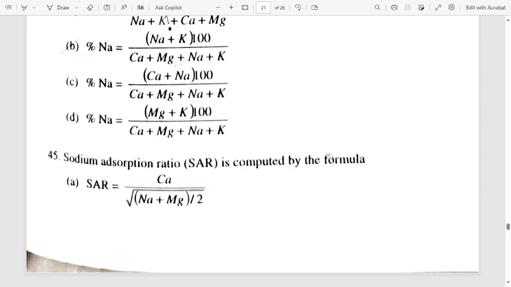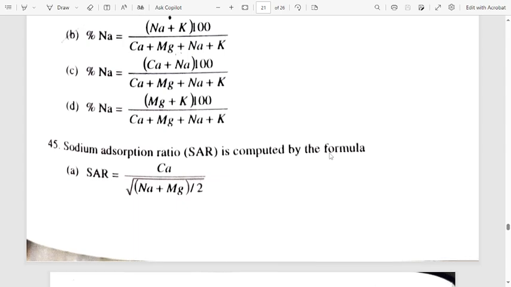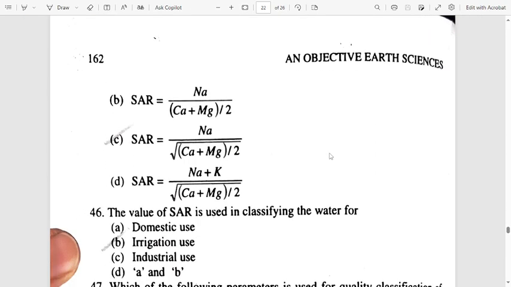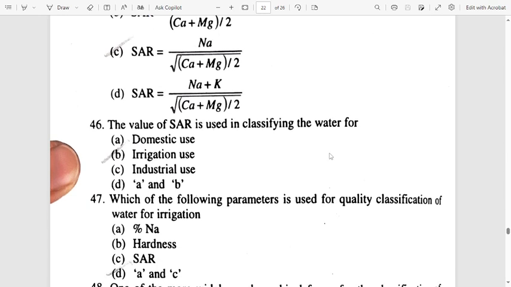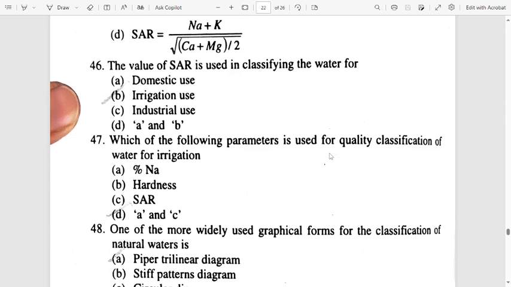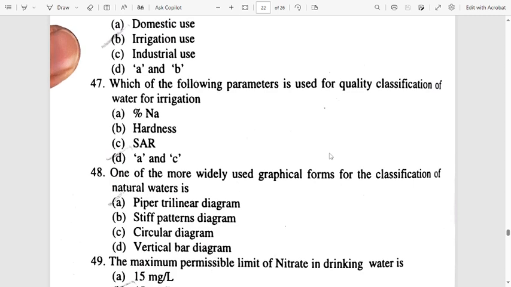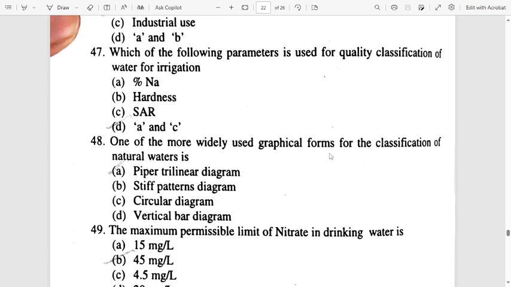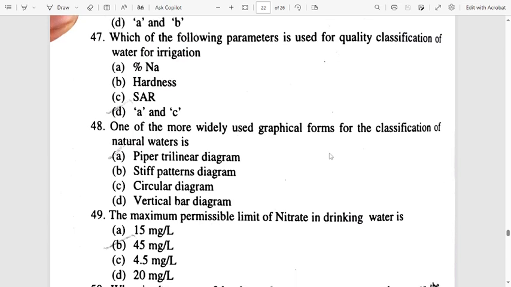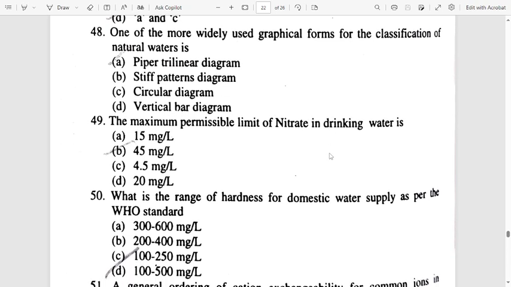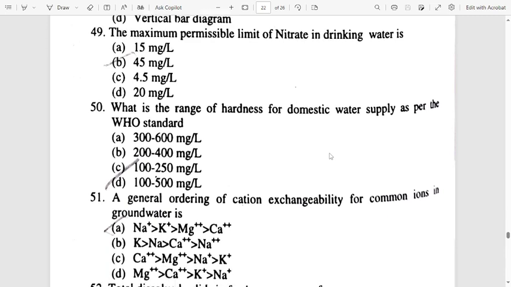Sodium absorption ratio SAR is computed by the formula SAR is equal to Na divided by the square root of (Ca plus Mg) by 2. The value of SAR is used in classifying the water for irrigation use. Which of the following parameters is used for quality classification of water for irrigation? A and C, percentage Na and SAR. One of the more widely used graphical forms for the classification of natural waters is the Piper trilinear diagram. The maximum permissible limit of nitrate in drinking water is 45 mg per liter.